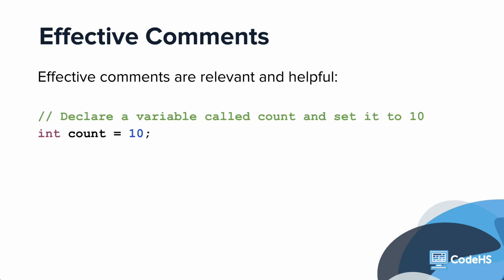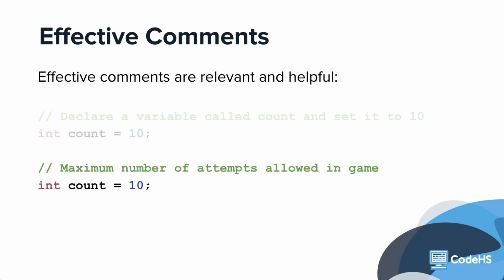Effective comments are also relevant and helpful. This first comment is not that helpful. It just describes exactly what a simple line of code is doing, declaring a variable and setting its value. In contrast, this comment provides information about what the variable is being used for, in this case, the maximum number of attempts allowed in a game.